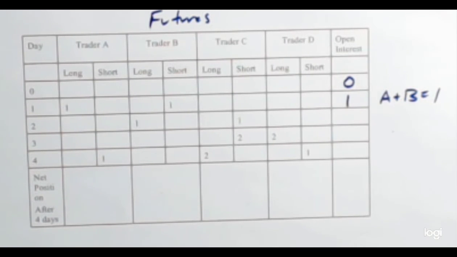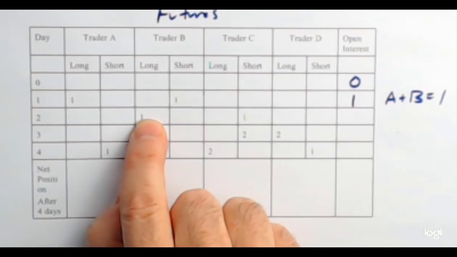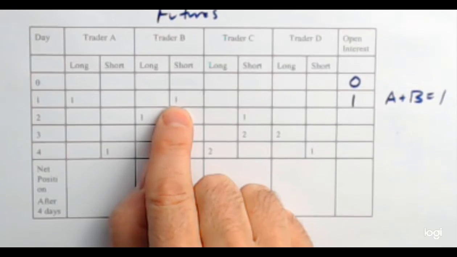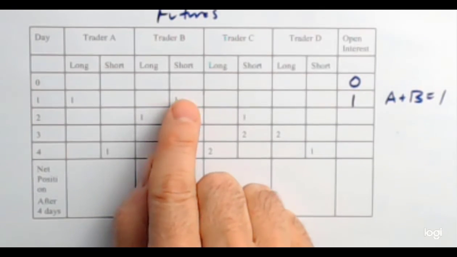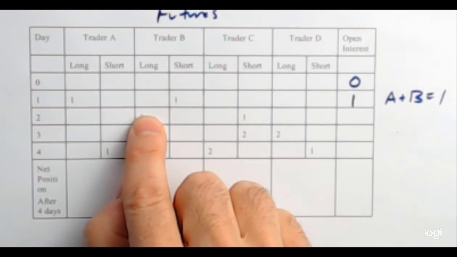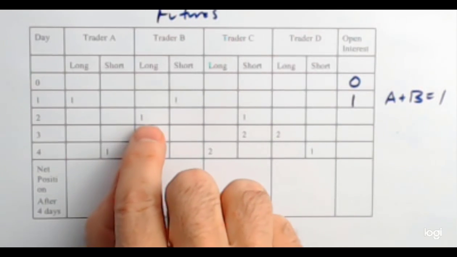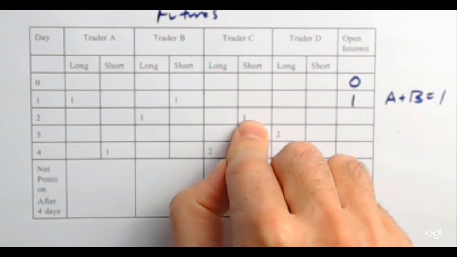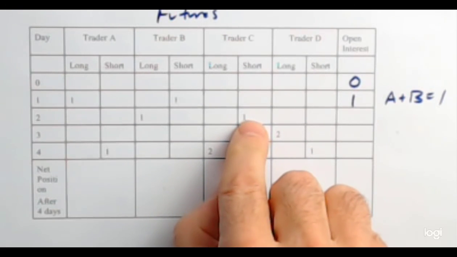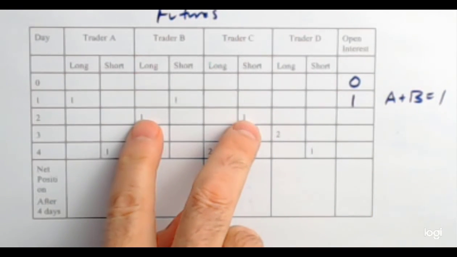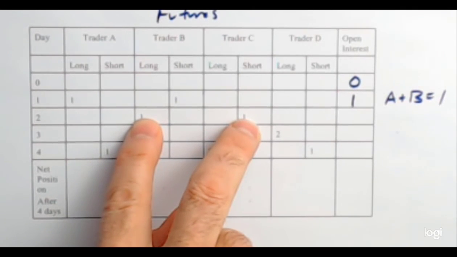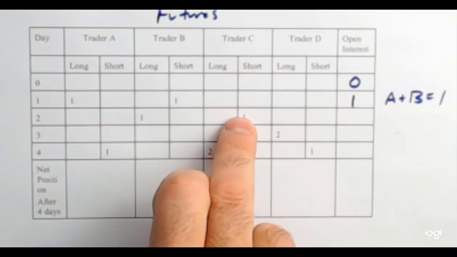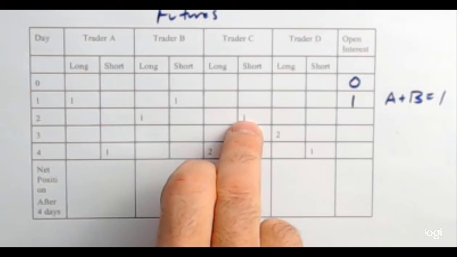Now, on day 2, let's see what happens. On day 2, B closes out their position. It's an offset. So B was short, then B went long, so B has no position anymore. So that was an offset. And then when B went long, the person who is going to make delivery is trader C. So here's that transaction. Now, how many short positions are there? Well, this short position got canceled, but there's only one short position outstanding. That is with trader C.